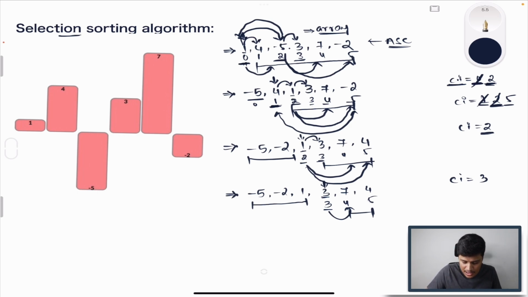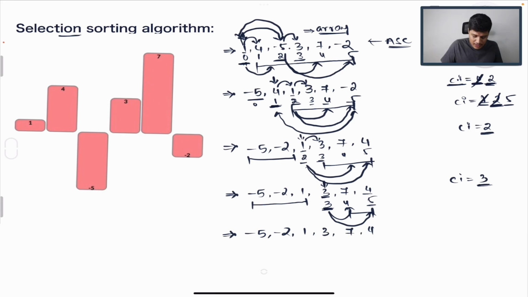That's the reason why we will continue the comparison, since we have one more value left in the array that needs to be compared. Here index 3 has a value of 3 and index 5 has a value of 4. Obviously 3 is smaller than 4, right? So for index 3, the appropriate value is available at index 3 only. As a result, even if we swap, the resulting array will be -5, -2, 1, 3, 7 and 4. Now we have all these values in sorted fashion.